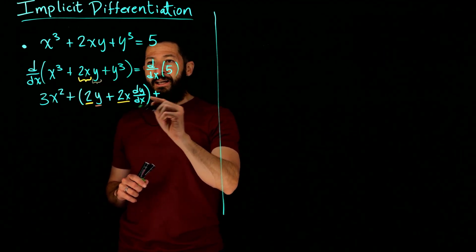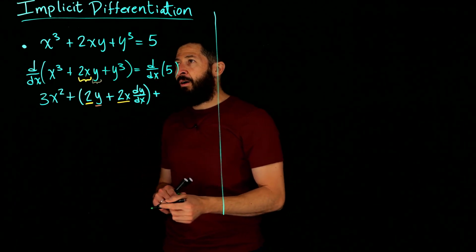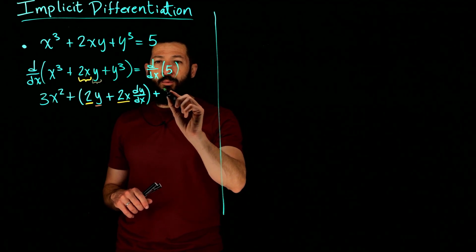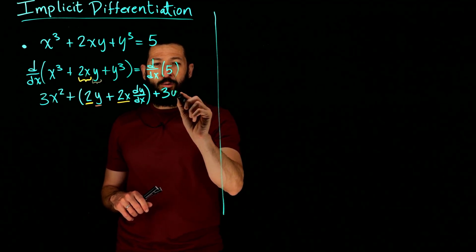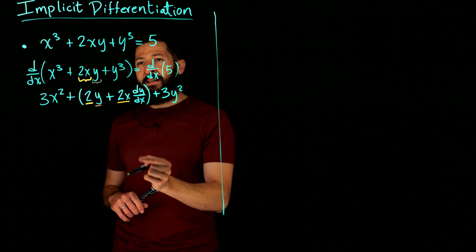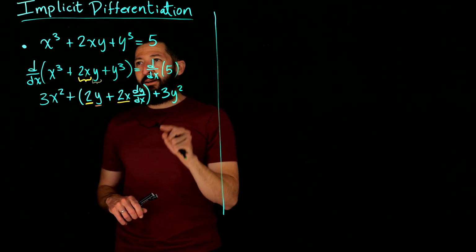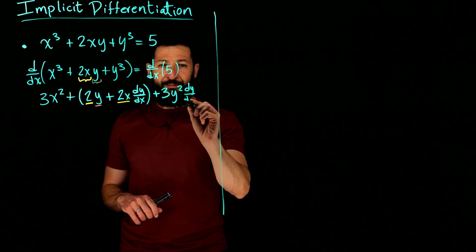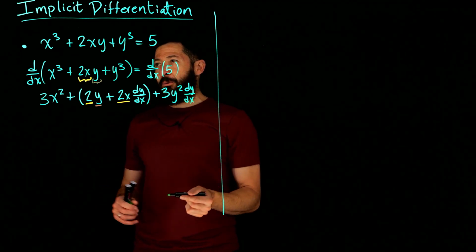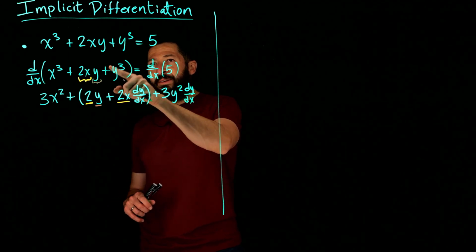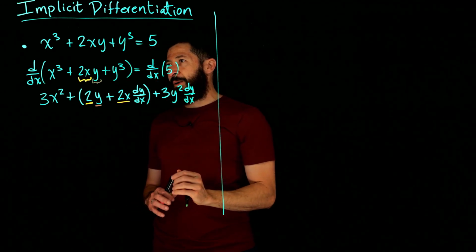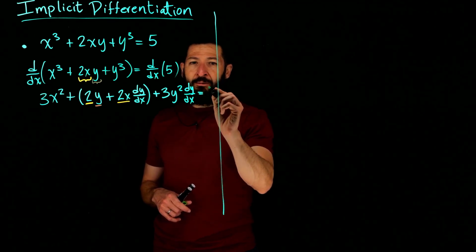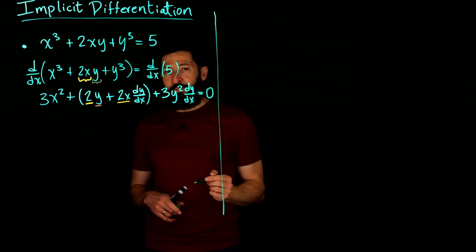Then I'm going to have the next one, which is the derivative of y cubed. The way we're going to do this, we take the derivative of y cubed, so 3y squared, but I'm not taking the derivative with respect to y. I'm taking it with respect to x. So I'm going to pay with dy/dx. That's the chain rule right there. You take the derivative of the function as if it were with respect to y, but you pay with dy/dx. And then you set it equal to the derivative of 5, which is 0.